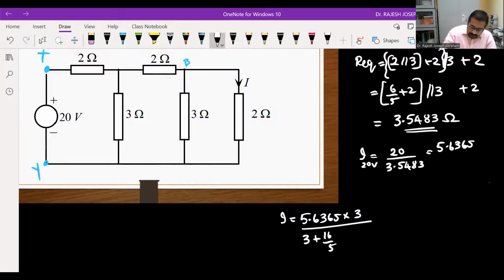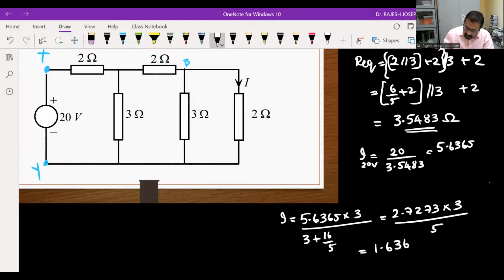Now, how much is that? If you do this calculation, you will get 2.727 ampere. That's the current at point B. Now, what is the current I here? The main current 2.7273 into the resistance of the other branch, that means 3 divided by 2 plus 3, 5. So you will get your current I as 1.6364 amperes. So here our 20 volt was the excitation and the response I was 1.6364 amperes.